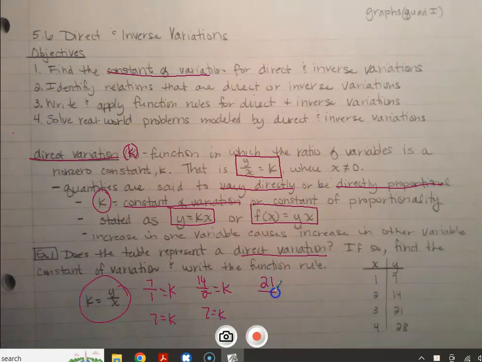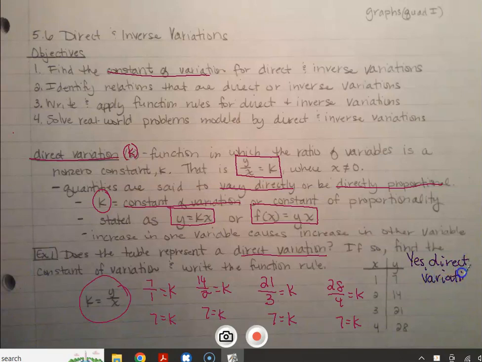Let's try the next one: 21 divided by 3 equals our k value. 21 divided by 3 is indeed 7. And the last one, 28 divided by 4 will equal k. 28 divided by 4 is 7. So this works. Yes, it is a direct variation. I didn't give us much room here for my work, so let me write it over here. Yes, direct variation. So we answered that question.